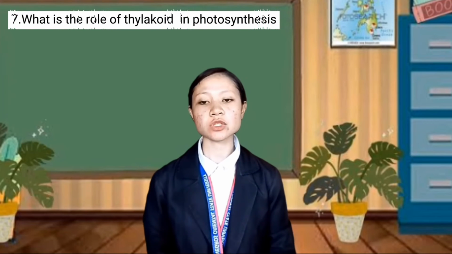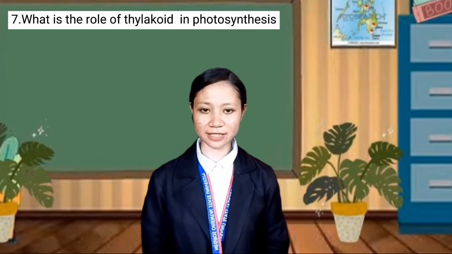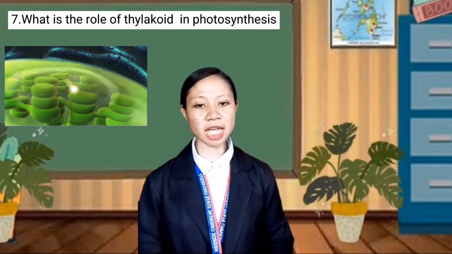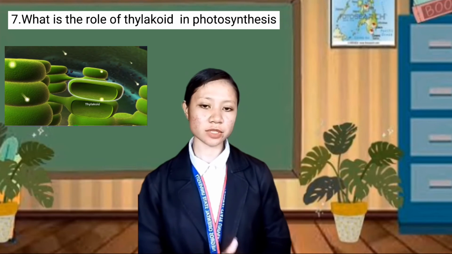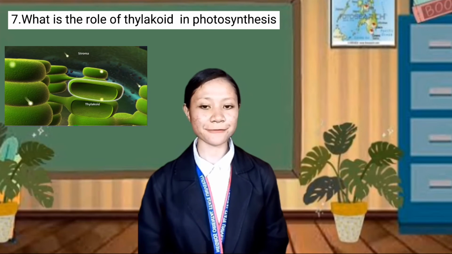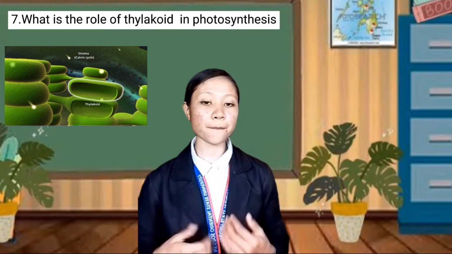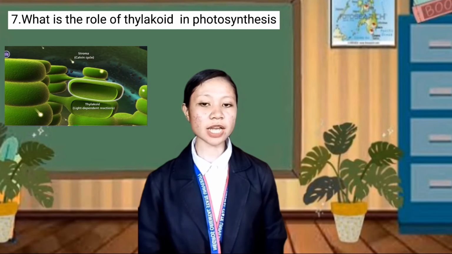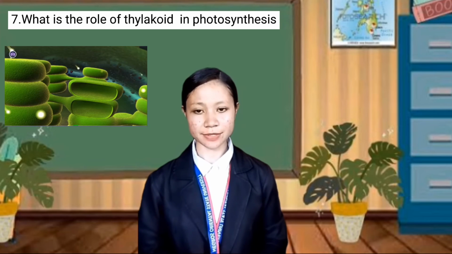Number 7 is the last question. What is the role of the thylakoid in photosynthesis? The thylakoid is the structural unit of photosynthesis. Both photosynthetic prokaryotes and eukaryotes have these flattened sacs or vesicles containing photosynthetic chemicals. Only eukaryotes have a chloroplast with a surrounding membrane.